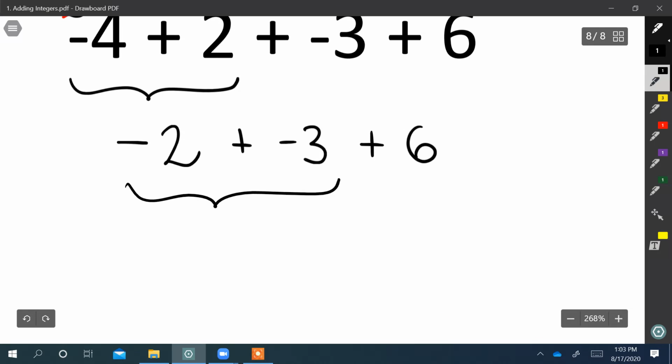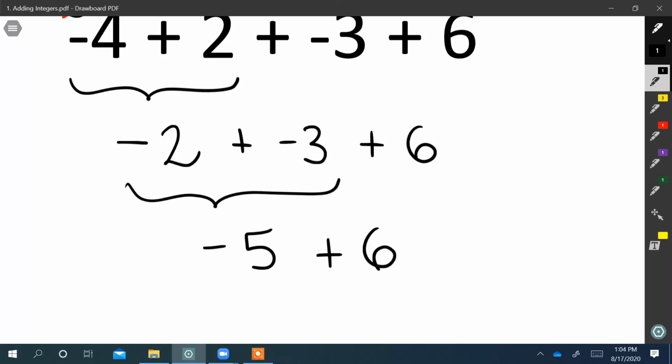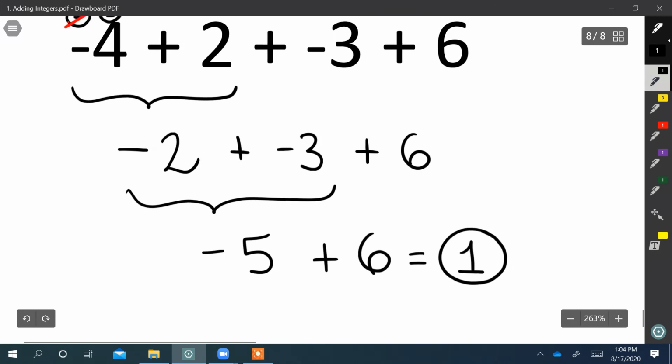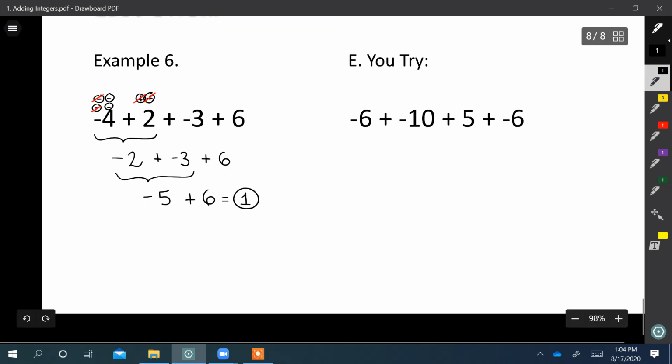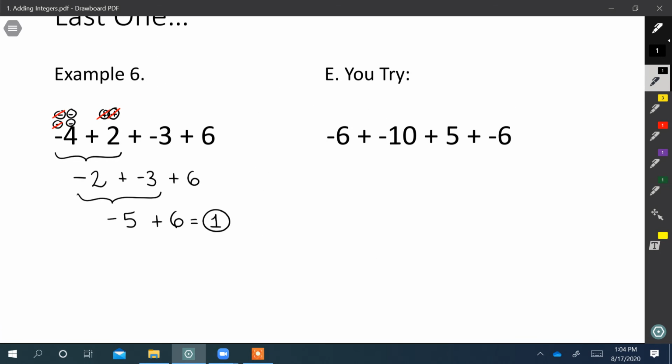Those are the same sign. So we're actually going to be adding them together. That's going to be negative 5 plus 6. Now, I have more positives than negatives. So that's going to give me positive 1. That's my final answer. How about if you try E?